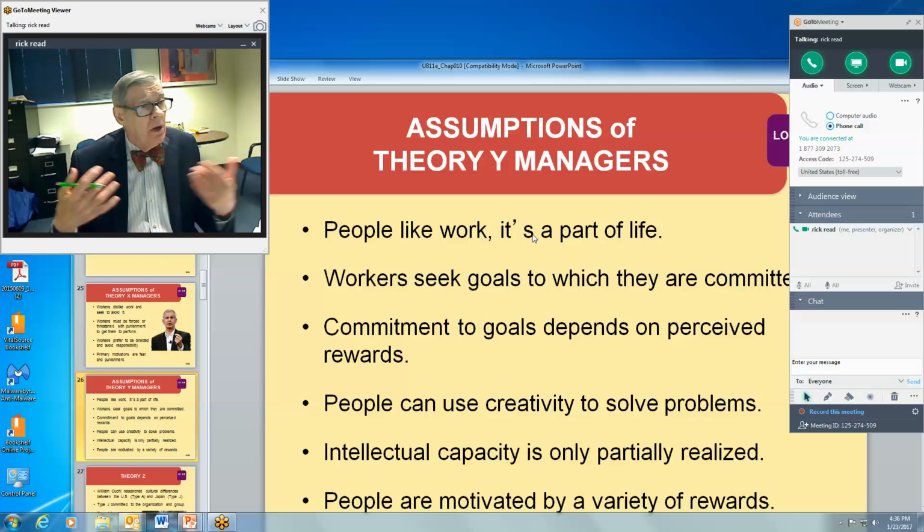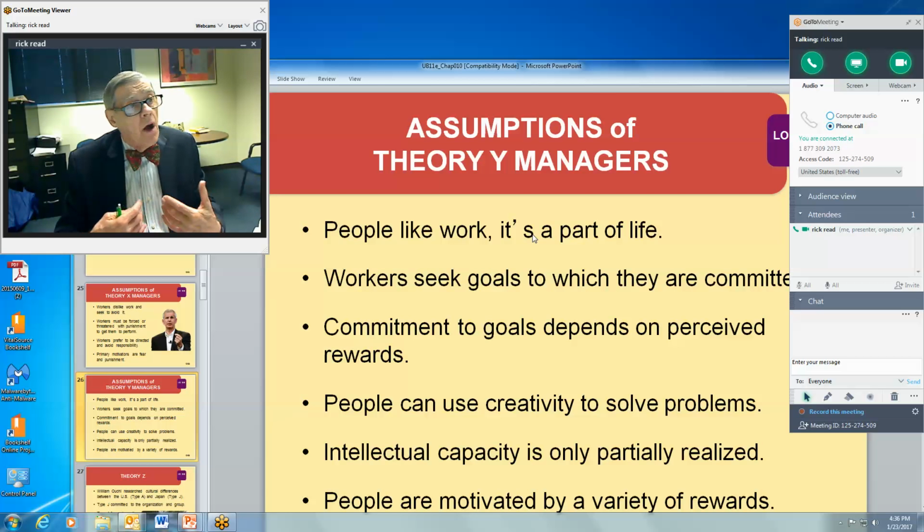Now, does this mean that some people don't need to be directed? It does not. Does it mean that direction is always bad? It does not. What it says is let's meet people where they are and get the best out of them.